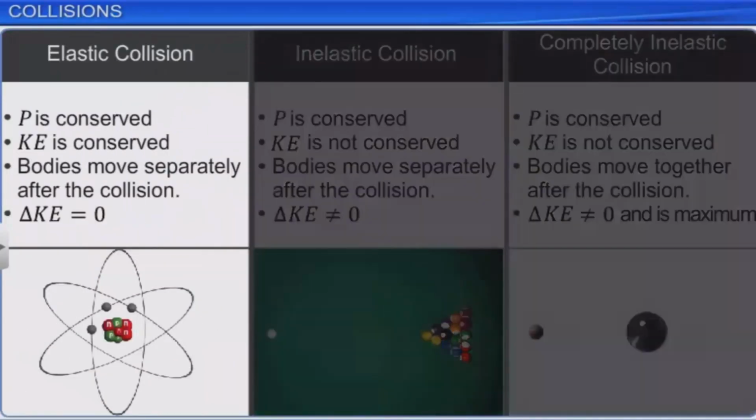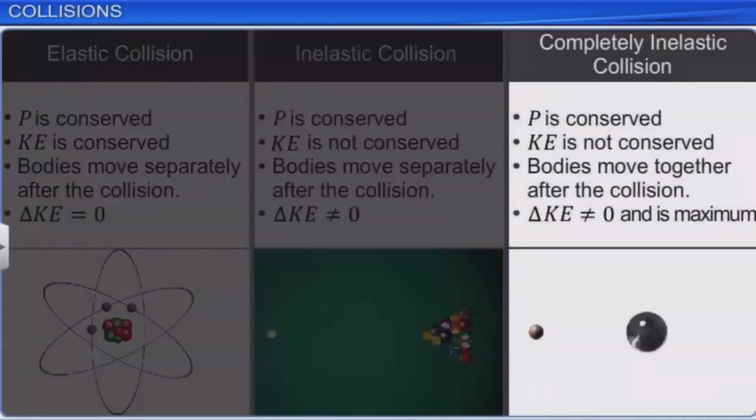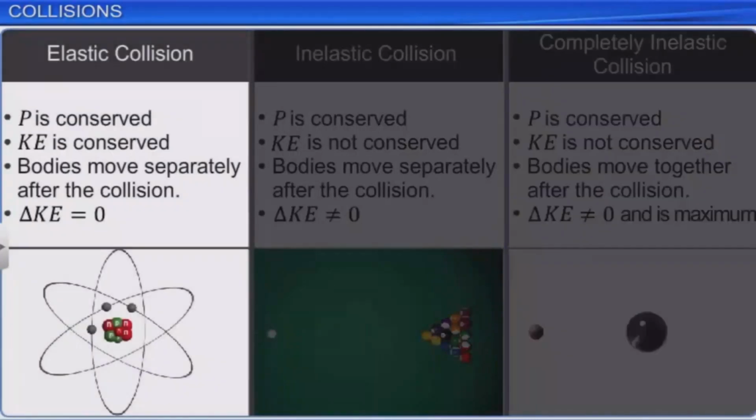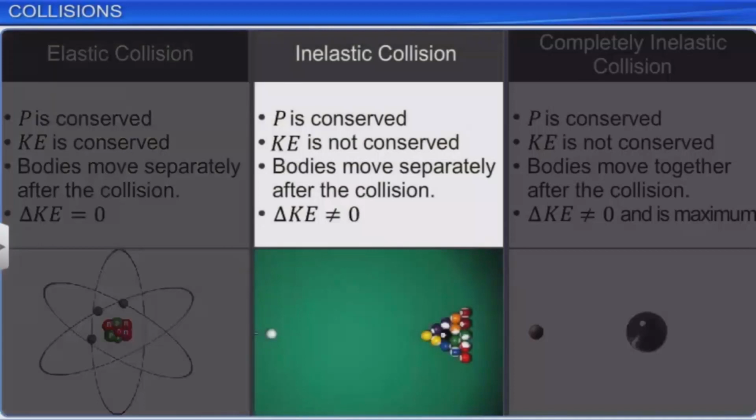There are three different kinds of collisions: elastic collision, inelastic collision, and completely inelastic collision. In a collision, if both the total momentum P and total kinetic energy KE of the colliding bodies are conserved, then it is an elastic collision. In such a collision, the bodies move separately after the collision and the loss in kinetic energy delta KE is zero. This implies that there is no loss in kinetic energy. For example, the collision between subatomic particles is an elastic collision.